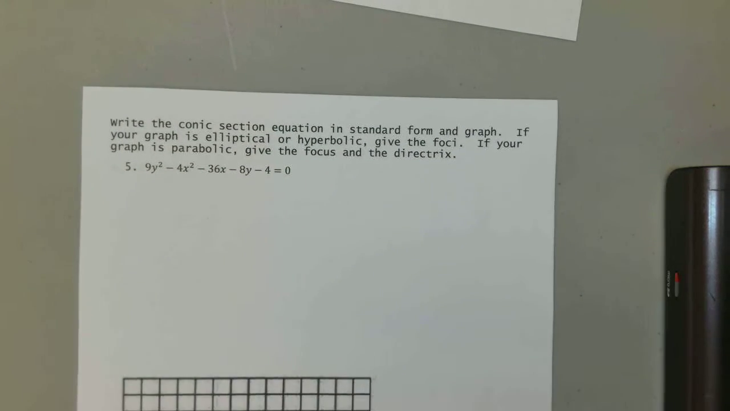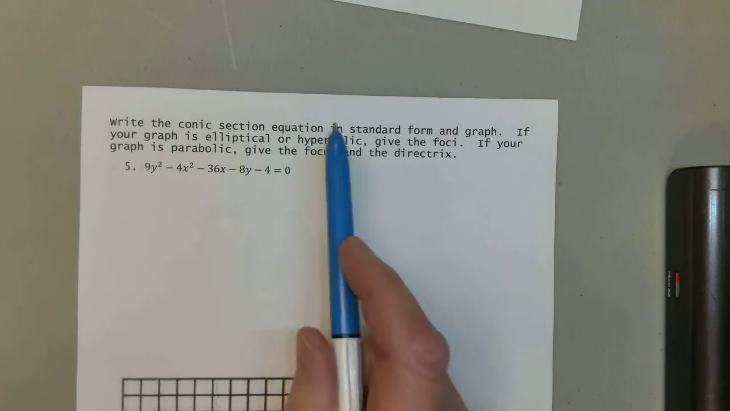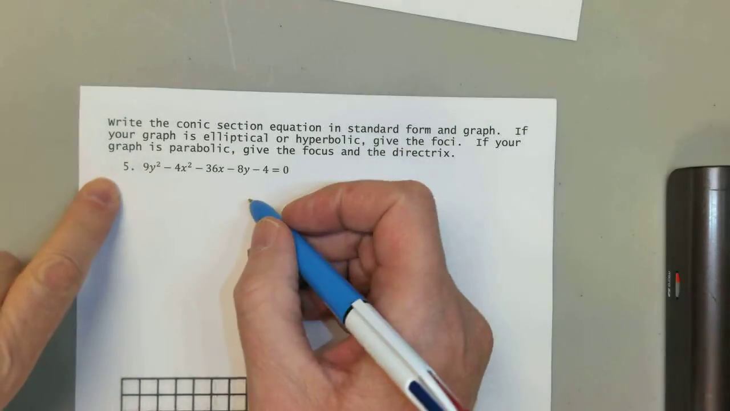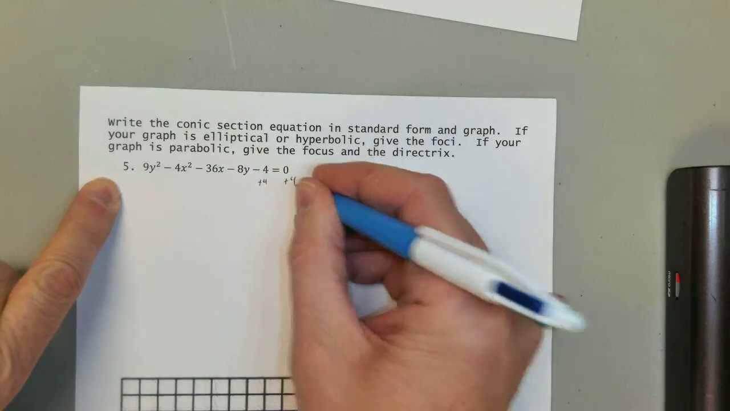Alright, one more video on this. Write the conic section equation in standard form and graph it. They don't tell us if we have an ellipse, a hyperbola, or a parabola. We will identify that. Alright, but I'm going to rearrange things here. I'm going to add 4 to both sides for one thing.